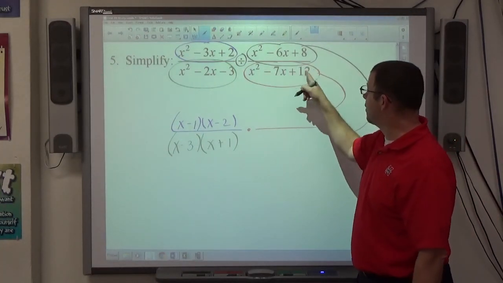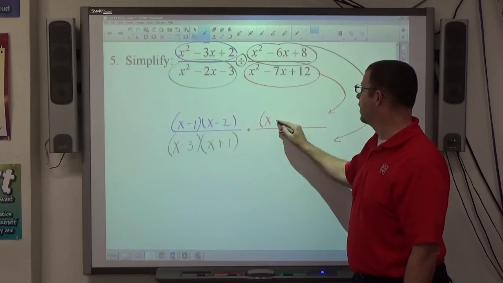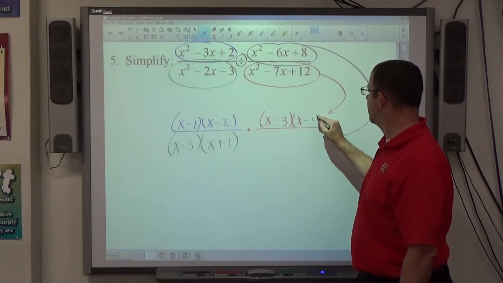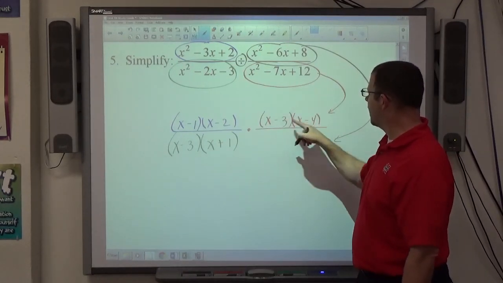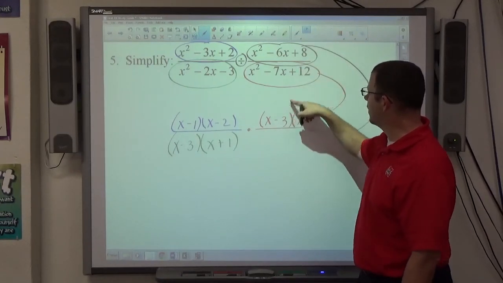Positive 12, negative 7, that would be negative 3, negative 4. So x minus 3, x minus 4. Those multiply to make the positive 12, they add to make the negative 7. That goes on top again because it was on the bottom.